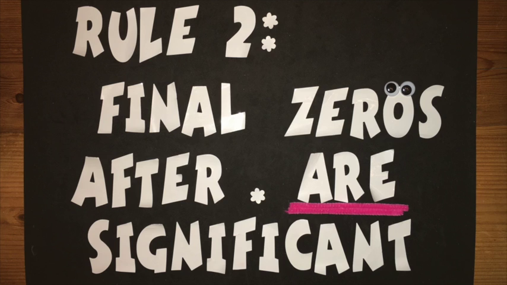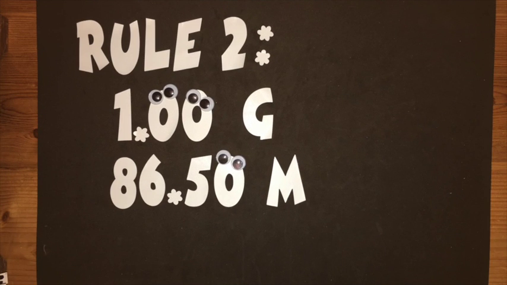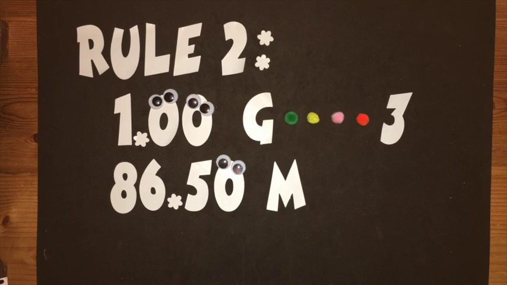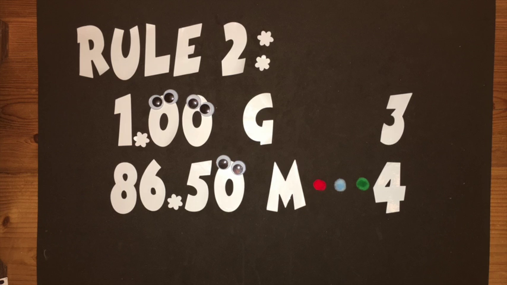Rule 2. All final zeros to the right of a decimal are significant. Final zeros are zeros at the end of a number. Let's check out some examples. 1.00 grams contains 3 Sig Figs. In this case, both zeros are significant because they are at the end of the number and come after the decimal. 86.50 meters contains 4 Sig Figs.